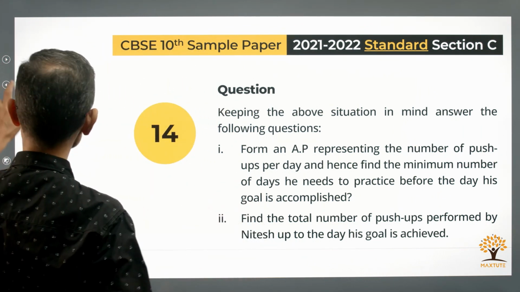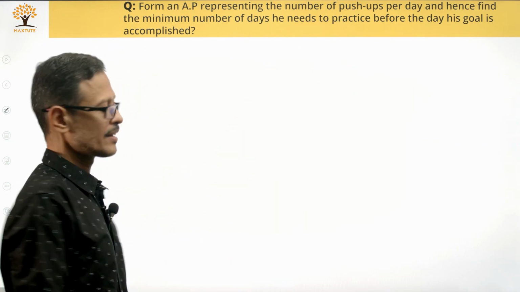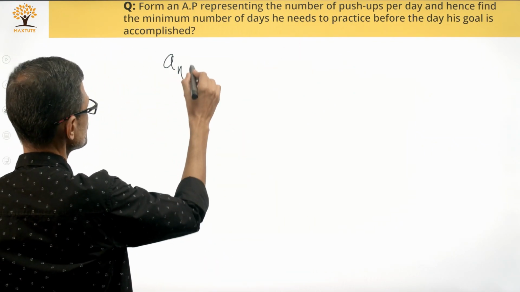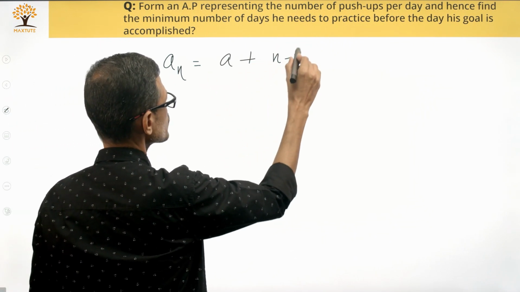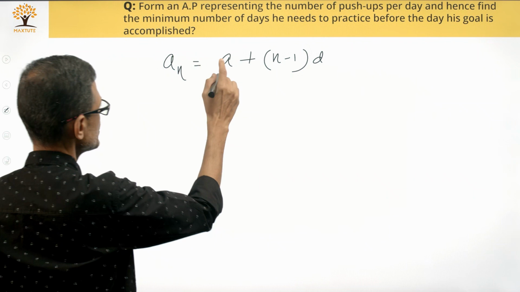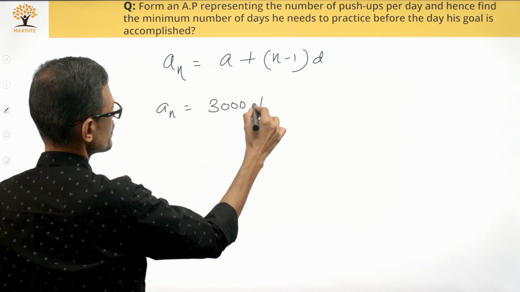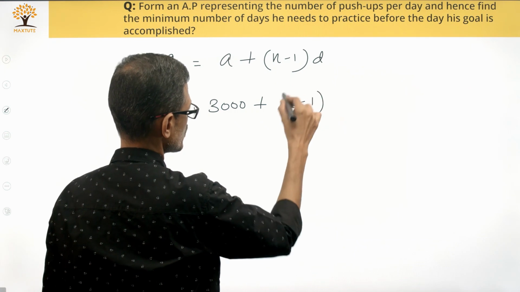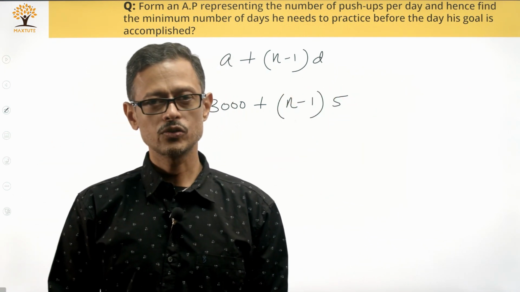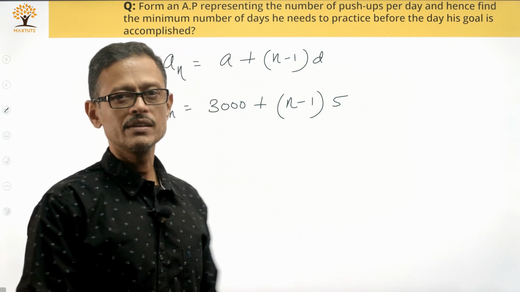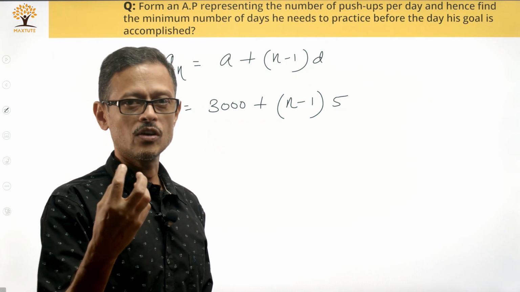Let's get started. Let's start with the first part. Represent it as an arithmetic progression. So nth day, the number of push-ups he'll do, An, we'll write the first formula, a plus (n minus 1) times the common difference. But we know a is equal to 3000. That's the place where he starts, plus (n minus 1) times the common difference, which is equal to 5, because each day is increasing the count by 5. So first question, part 1, we'll have to express it in the form of an AP to represent the number of push-ups done on any given day.